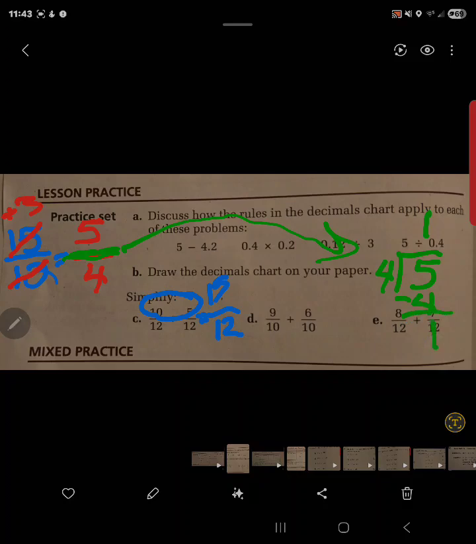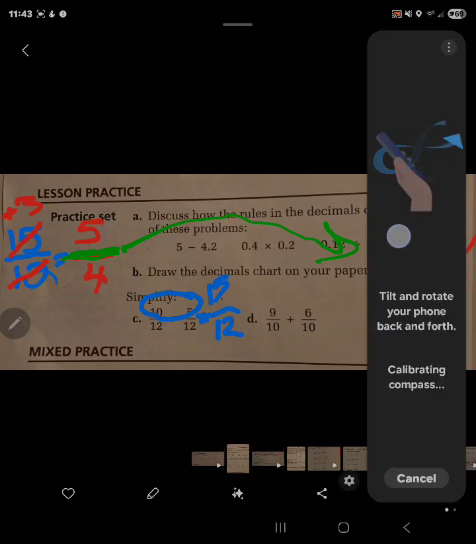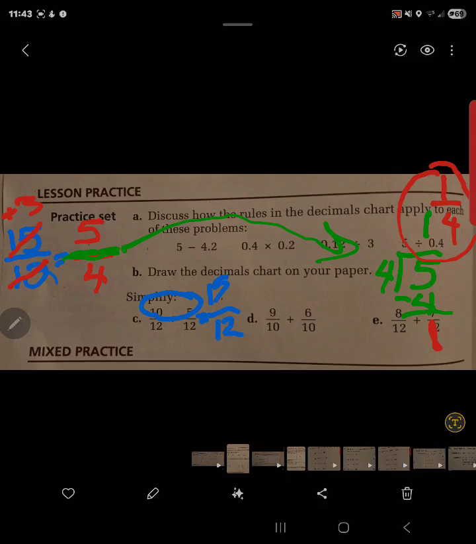Now, if we're trying to make that a mixed number, all we do is take whatever our remainder is right here. I'm going to use a different color. This is our remainder. We put it over that. So 1 and 1/4. And that would be our final answer right there.